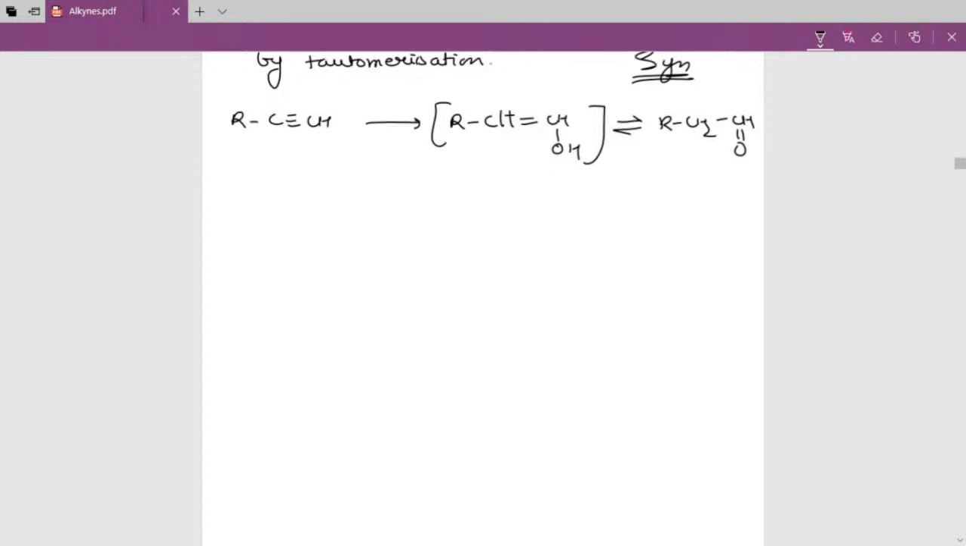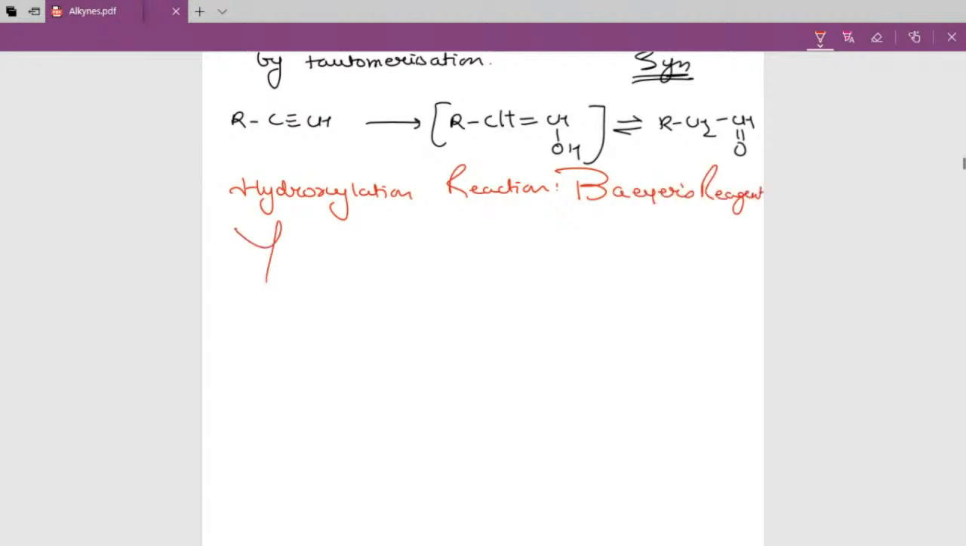Do they give hydroxylation reactions? Hydroxylation reactions. What is a hydroxylation reaction? For our importance, I'll write Baeyer's reagent. The answer is yes. Okay. Alkynes also decolorize Baeyer's reagent. They do. Let us write one reaction.